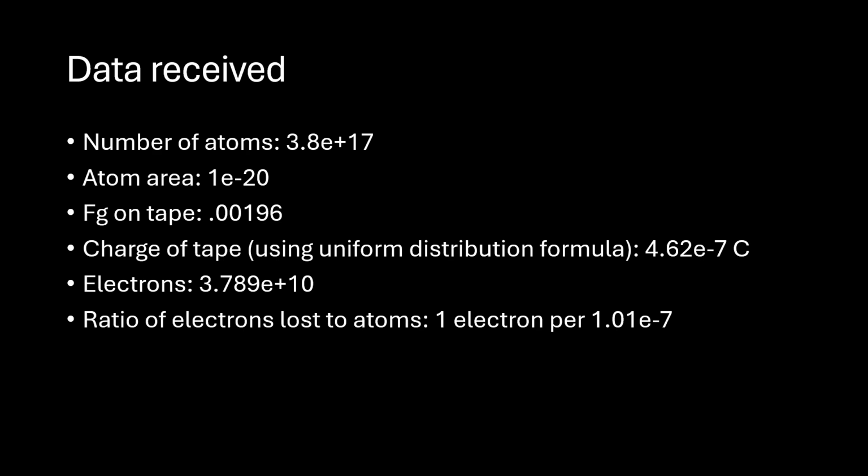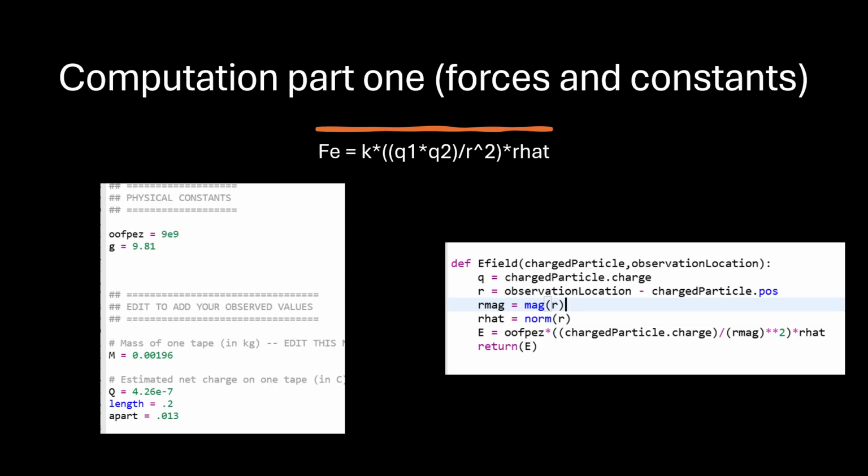Our measurements for Lab 1 show that a charged tape has a net positive charge of about 6.07 times 10 to the negative ninth coulombs. This means roughly 3.79 billion electrons are lost. Using the uniform distribution formula, the line charge, the total charge of the tape is about 4.62 times 10 to the negative 7 coulombs. The ratio of electrons lost to atoms comes out to just 1 electron per 1 times 10 to the 7th atoms.